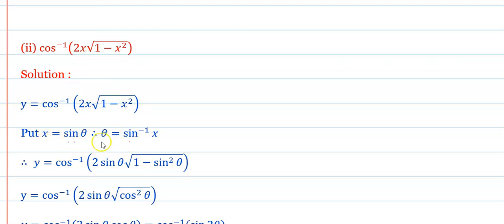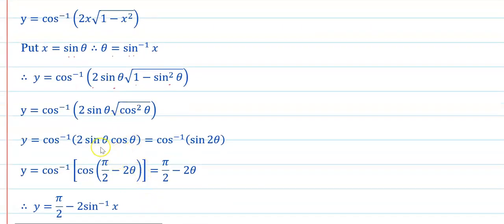As x is equals to sin theta, theta is equals to sin inverse of x. Okay. Then 2 sin theta into under root of 1 minus sin square theta. 1 minus sin square theta means what? Cos square theta. Square and root get cancelled. You will get cos theta. 2 sin theta into cos theta. Then you will get cos inverse of sin of 2 times theta. Again 2 sin theta into cos theta, you will get sin of 2 times theta.